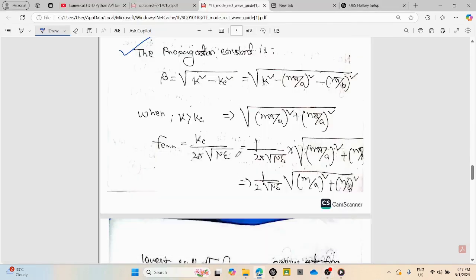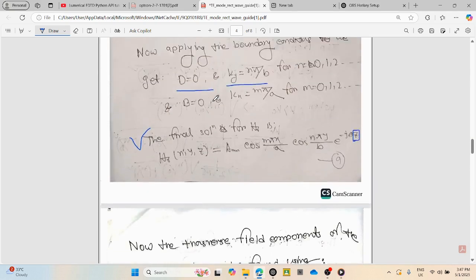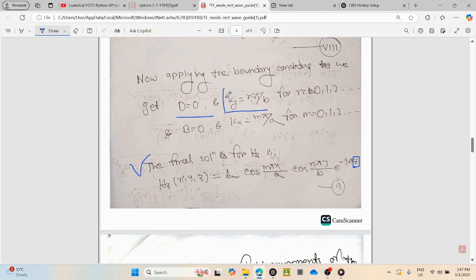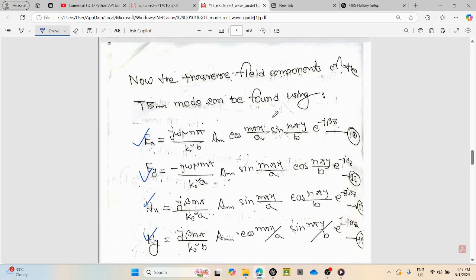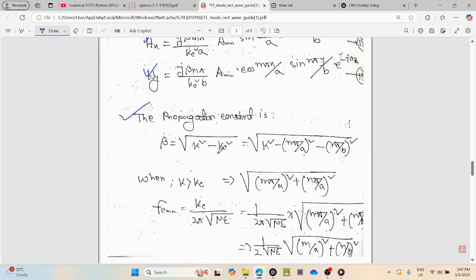We know that beta is the propagation constant, and beta is defined as root over k square minus kc square, and kc is defined by kc square is equal to kx square plus ky square, and we got the values of kx and ky beforehand. Here are the values of kx and ky. Now as kc square is equal to kx square plus ky square, we can plug in the value of kc square in this equation, and finally we get this equation.